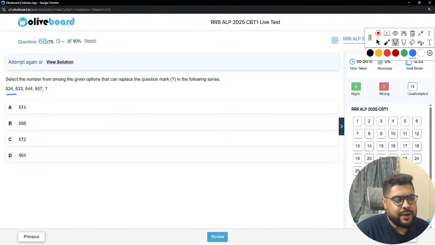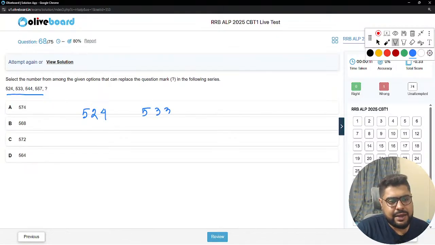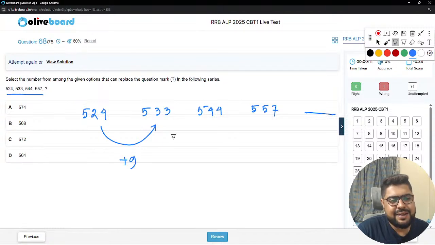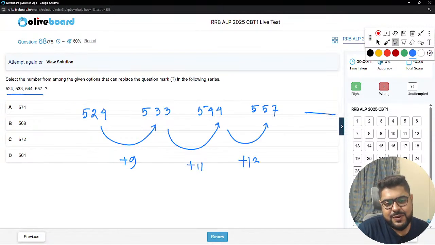Sir, 524, 533. Sir, let me write it down for better understanding. You see, just by writing it down, now I got the idea. So the gap is, sir, plus 9. The gap is, sir, plus 11. The gap is, sir, plus 13. So next, the gap should be plus 15.